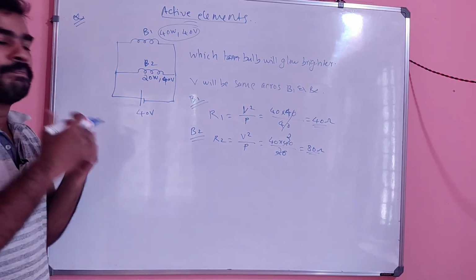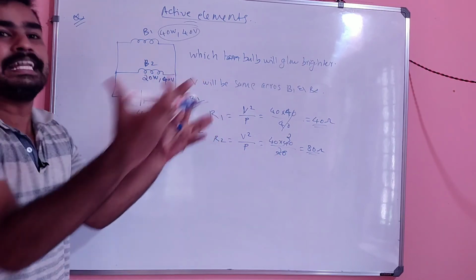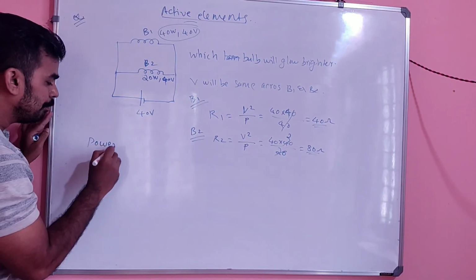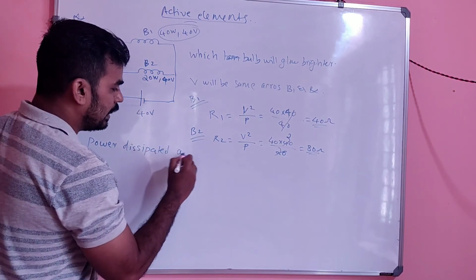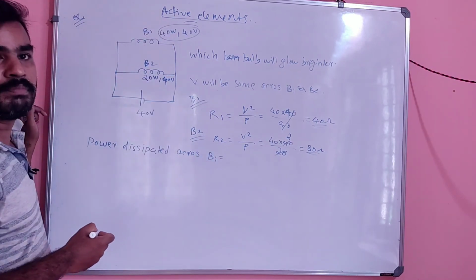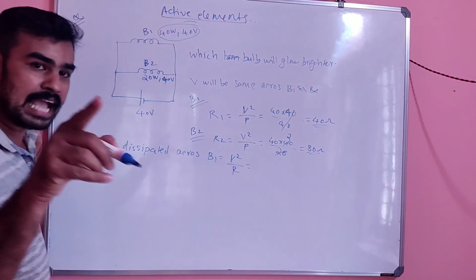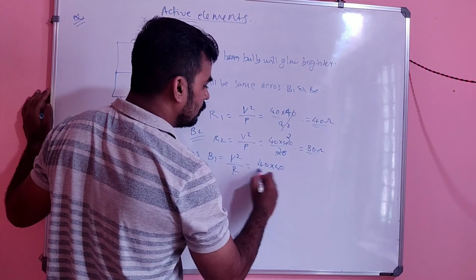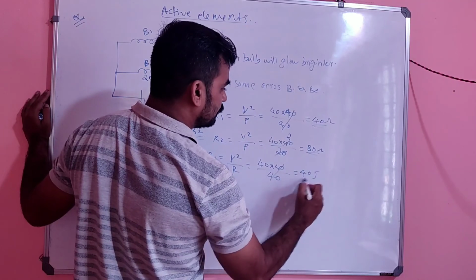So what will be the power, which you can feel in the form of light or in the form of heat, across this B1? Power dissipated across B1 will be equal to, using the same equation, power P is equal to V square by R. V is nothing but 40, so 40 square by R, and R is 40 ohm, so it is nothing but 40 joule.